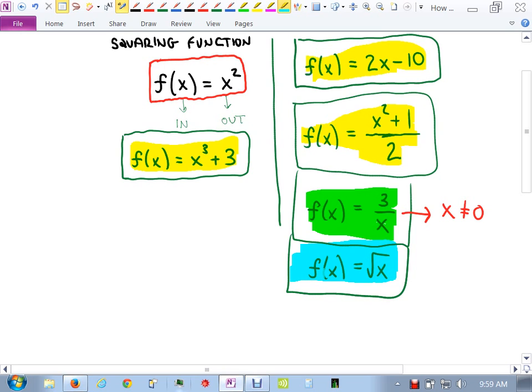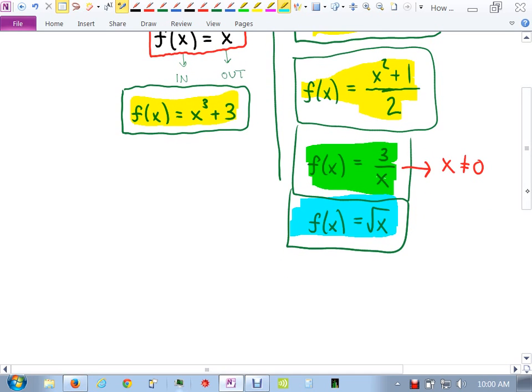Can you take the square root of any number? Can you take the square root of 0? What's the square root of 4? 2, because 2 times 2 is 4, right? But the square root of 0 is 0, because 0 times 0 is 0. So you can take the square root of 0. You can take the square root of positive numbers, but you cannot take the square root of negative numbers. Then you get imaginary numbers, and we're not dealing with that at this point in time.